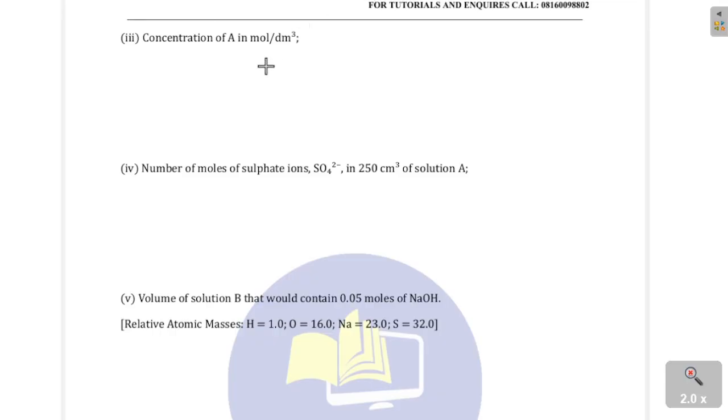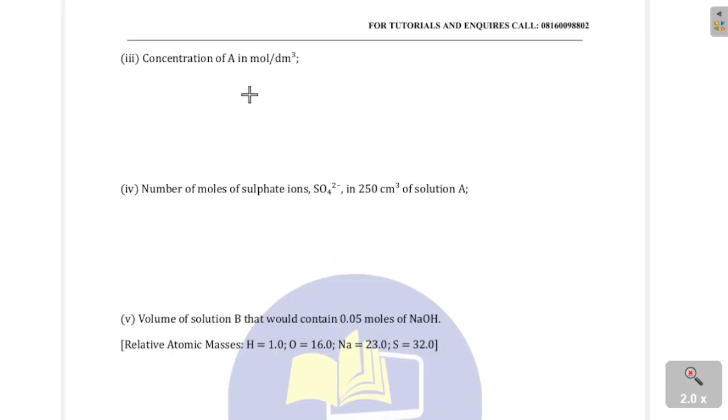Good. We move on. Now we are asked to calculate the concentration of A in moles per dm cube. Don't forget that this is a neutralization reaction, and for a neutralization reaction, we can say CaVa over CbVb equals Na over Nb, where Na over Nb is the stoichiometric ratio of acid to base in the reaction. Every other thing has been given except Ca, which we are calculating. Our Ca is unknown.